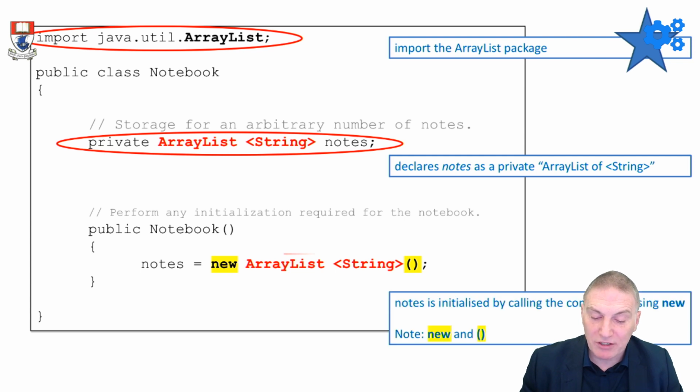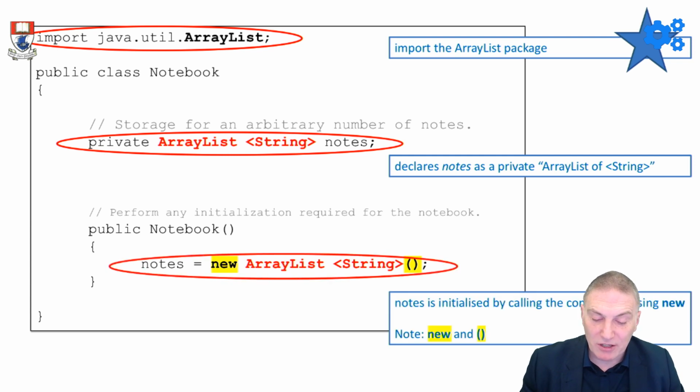We might want to initialize that, and here's how we initialize it. Our notes variable from above is used when we go to initialize, and we're saying notes is assigned a value, a new array list of string, and you'll notice the brackets, and the brackets mean that it's going to call the constructor in order to set up that array list of string.